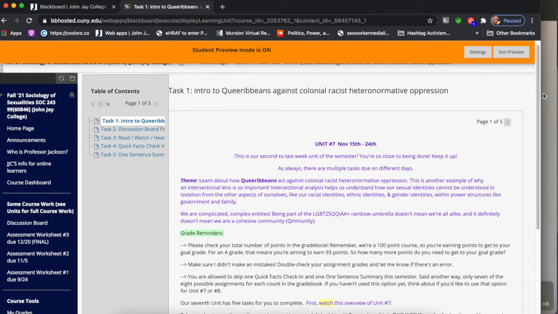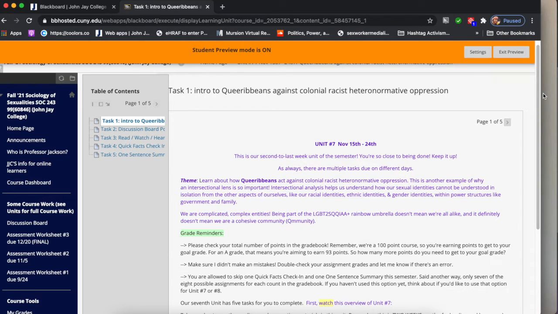As usual, there are 5 tasks for this unit, and this unit continues to build on what we've been learning about all semester, which is how sexuality intersects with our race and ethnicity and other aspects of identity to inform how we experience things, whether it's straight privilege, heterosexism, or homophobia, depending on our own identifications of our own sexuality. This unit is looking at queer Caribbeans against colonial, racist, heteronormative oppression.